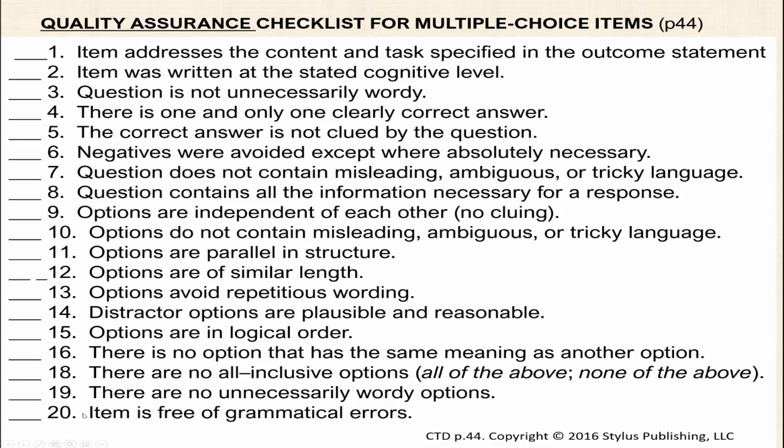And the item is free of grammatical errors. That can affect also some items, some options, and how the student responds. So this is just a nice little quality assurance checklist, whereas the other was a more specific guideline checklist. But I consider these guidelines too, because remember, the bottom line is we want to get good information from our assessments, and it has to be absolutely valid information, because we're going to use it to make decisions.